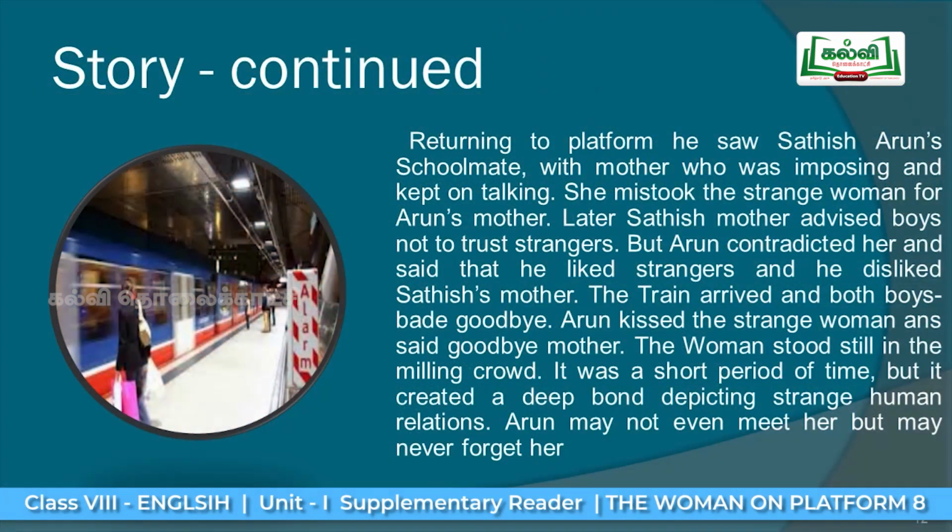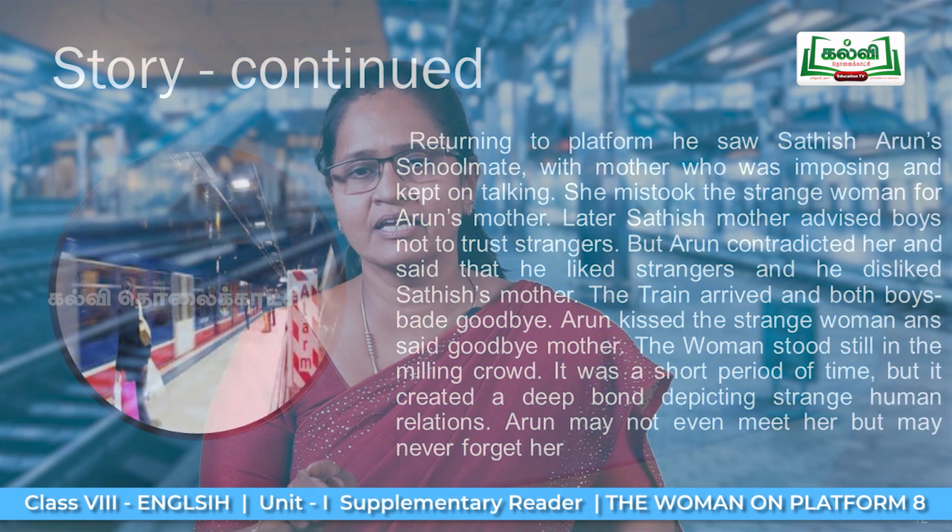So now Arun and the strange woman have returned to their platform number 8. On returning, Arun saw Satish. Satish is no one but Arun's schoolmate. He has come with his mother, who has come to send him off. Satish saw Arun and is introducing him to his mother. He is telling, "Mom, look at Arun. He is my classmate. Not only my classmate, he is the best bowler in our class." So now we come to know that Arun plays cricket, and that too, especially, he is a bowler.